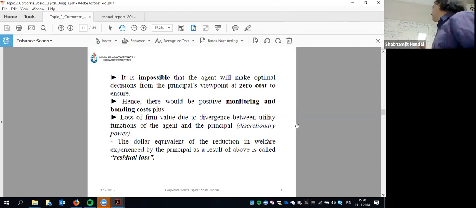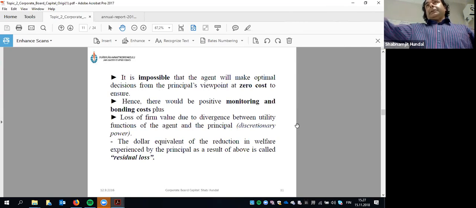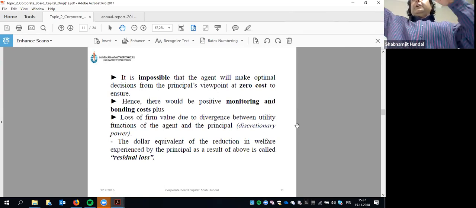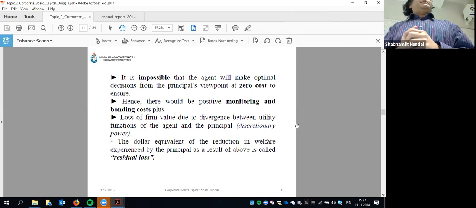The third thing is called residual loss. I want to portray a hypothetical picture in front of you. Imagine I'm the principal and you are the agent, and at the time of recruitment, when I gave you a job, I made a contract with you, your name, everything, and then we start writing that, hey, following are your liabilities or responsibilities.